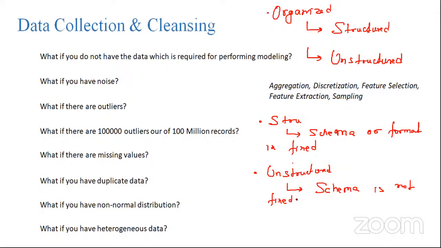So based on organization, whatever data we have around us, we can broadly classify into two types: structured and unstructured data. Structured data is where the schema, or the format of data, is well defined. But when we talk about unstructured data, the schema is not fixed. In AI, most of the time we are going to be dealing with unstructured data.